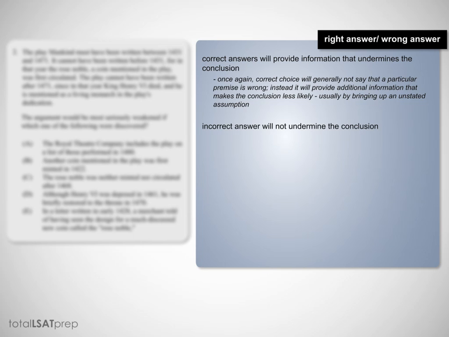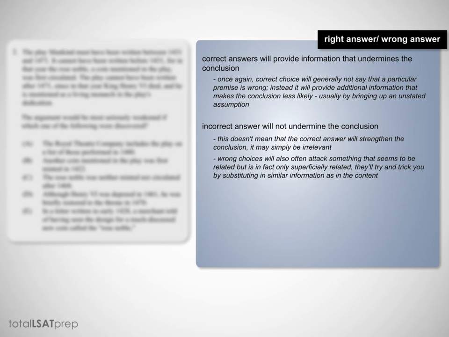Now, this is important. This doesn't mean that the incorrect answer will strengthen the conclusion. It may simply be irrelevant. And the wrong choices will also often attack something that seems to be related, but is in fact only superficially related. They'll try to trick you by substituting in similar information to the content.